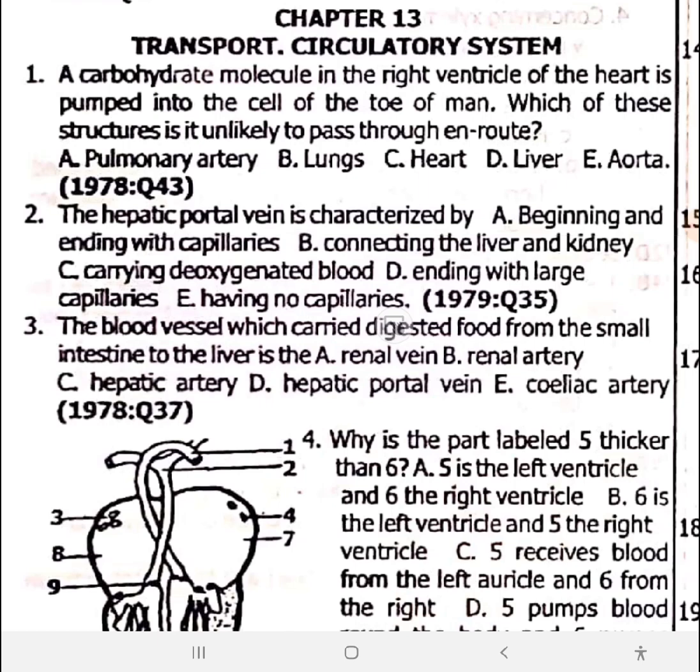Let me spell it: TOXICOLOGICALLY. Screened is SCREENED for poison. Number 3, the blood vessel which carried digestive food from the small intestine to the liver is, correct answer is the hepatic portal vein.